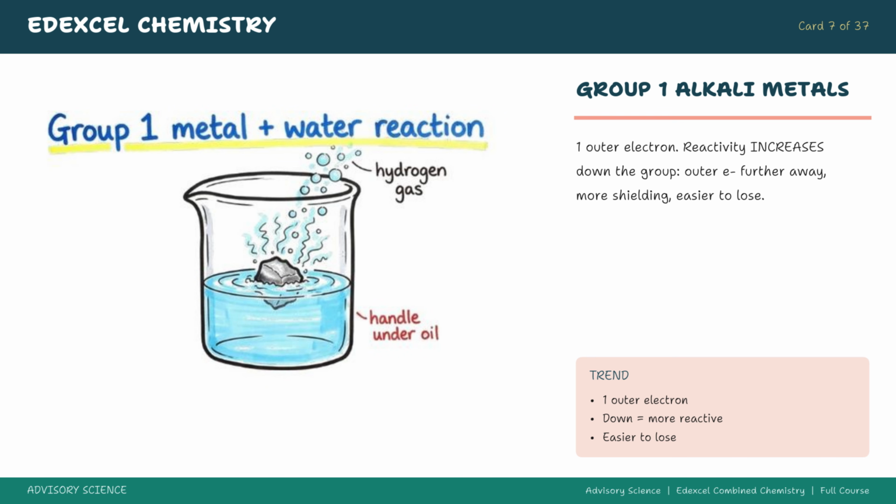With water, they fizz, produce hydrogen, and form an alkaline solution. Lithium gently, sodium quickly, potassium with a lilac flame. When asked why reactivity increases down group 1, the marking points are outer electron further from nucleus, more shielding, easier to lose.